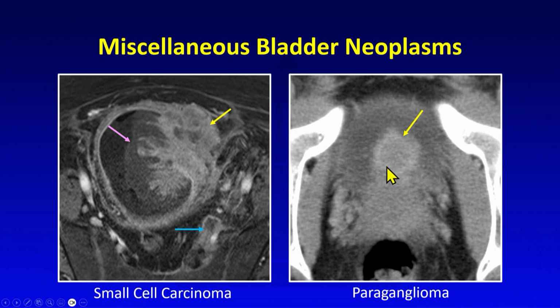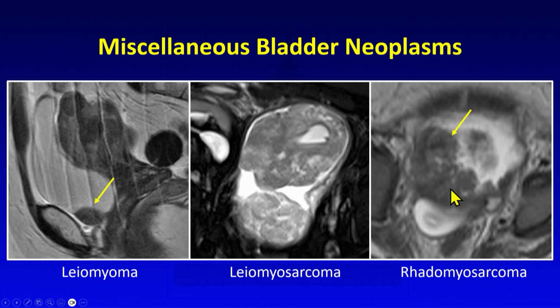In paraganglioma, this is an avidly enhancing bladder mass, and the classic history is micturition syncope, in which when the patient voids, it causes catecholamine release, and then it makes the patient pass out. So if they come in with that history, then it's likely a paraganglioma.